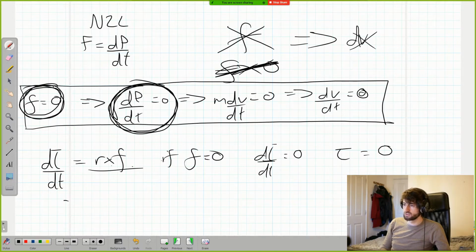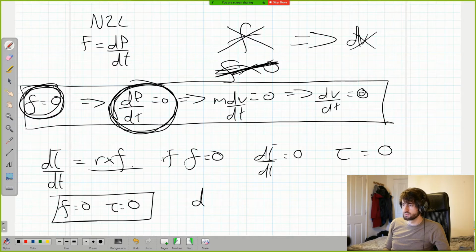Well, it's the same here. As long as there's no external force or external torque, then there's going to be no change in angular momentum. So we can say that angular momentum is conserved at all times.